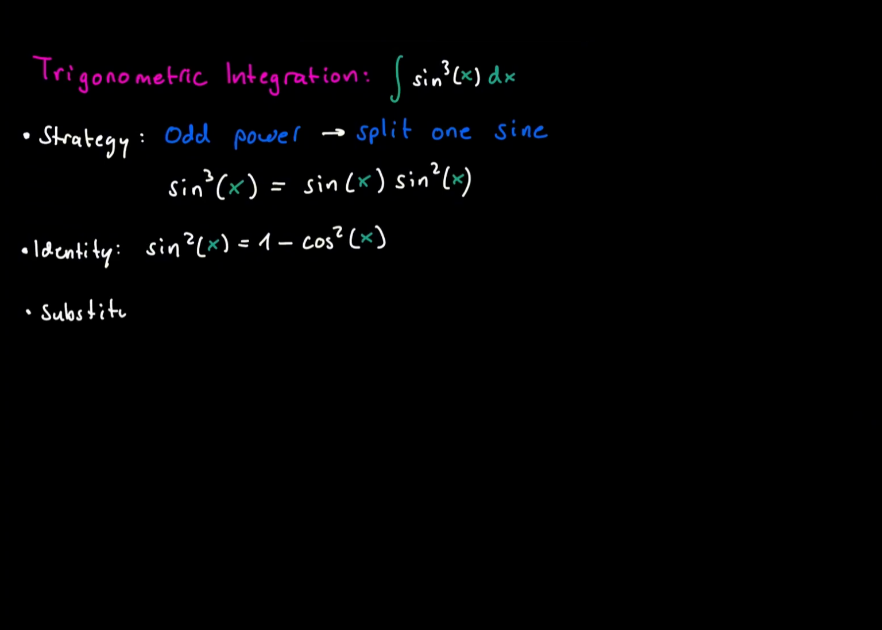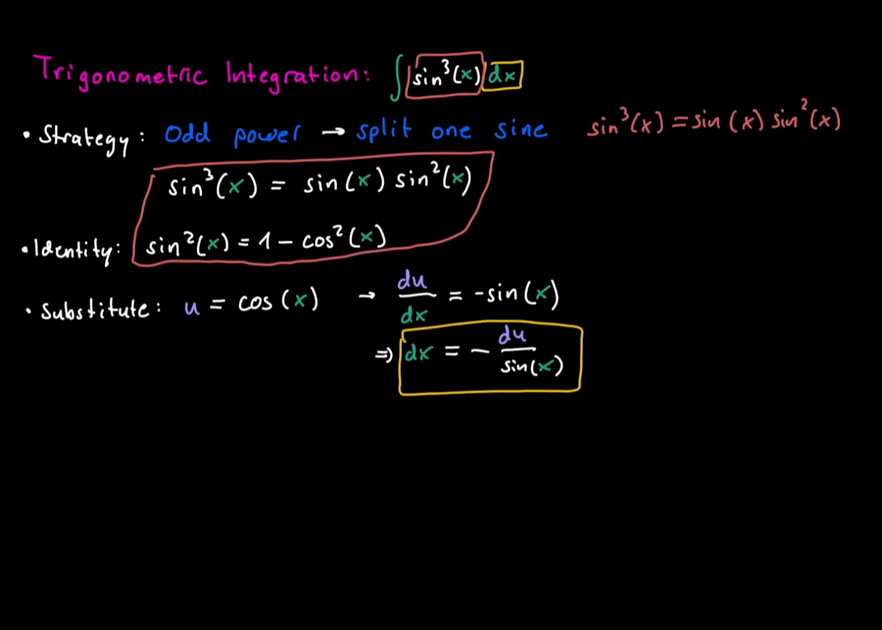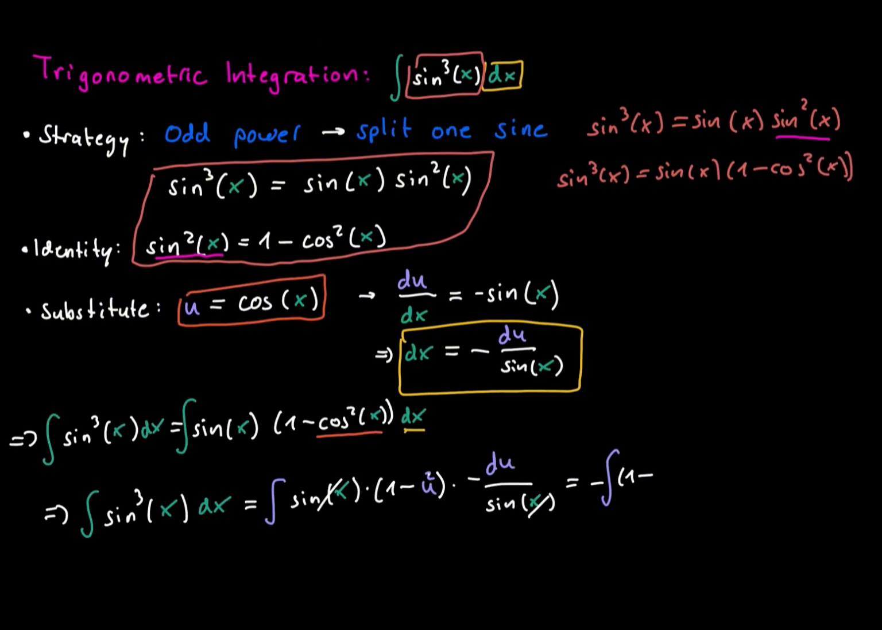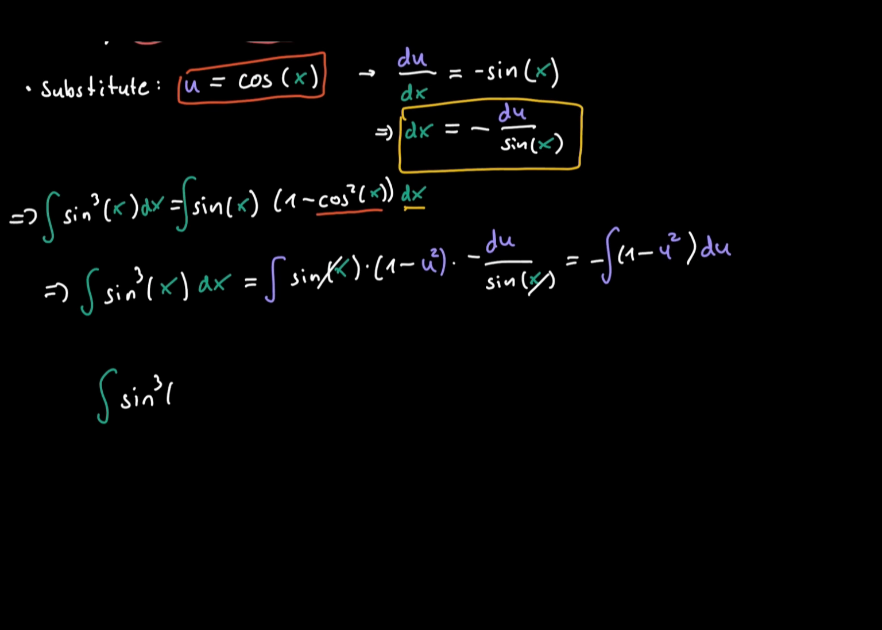Now we use substitution. Let u equal cosine of x. Then du is negative sine of x dx. Now rewrite the integral. We get negative integral of 1 minus u squared. Now integrate. We get negative u plus u cubed over 3.